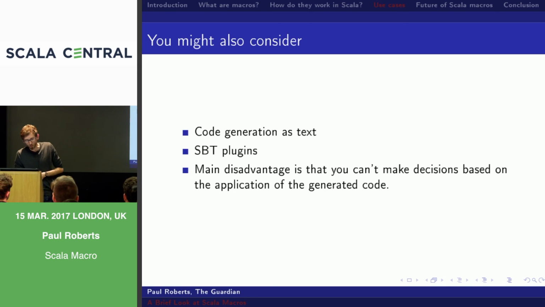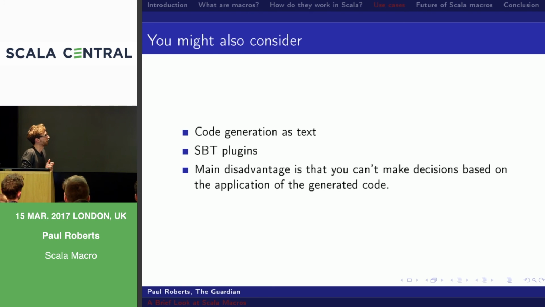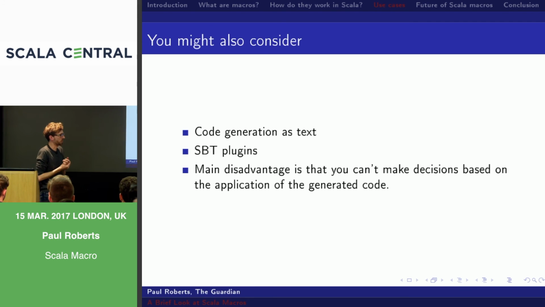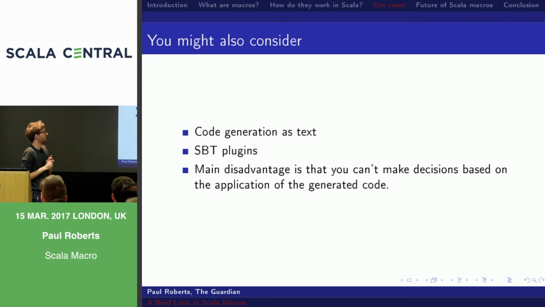It might be something that, unless you're a specialist in macros, you do not do so often. And there are alternatives as well, so you can just generate the code as text and then compile it. You might automate that with an SBT plugin. I know we've got some more information about SBT plugins later on, but you can certainly create a custom SBT plugin to generate your code.